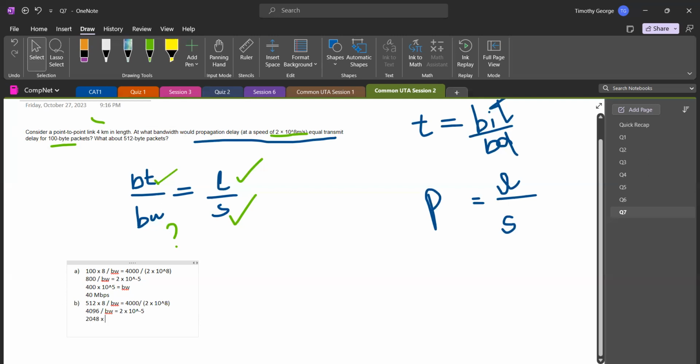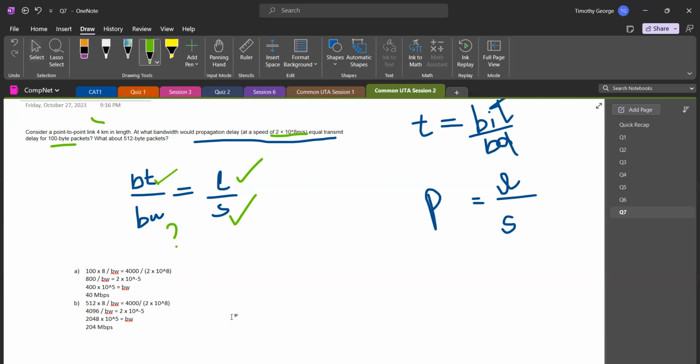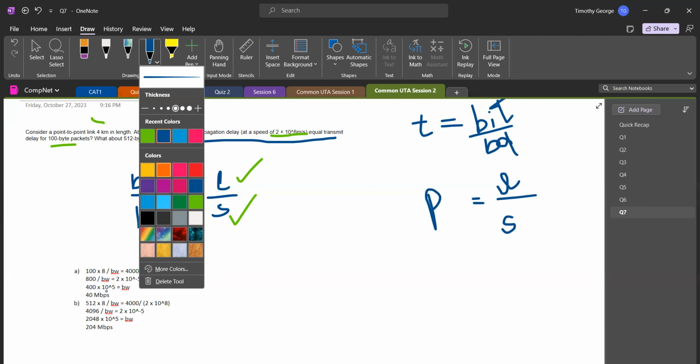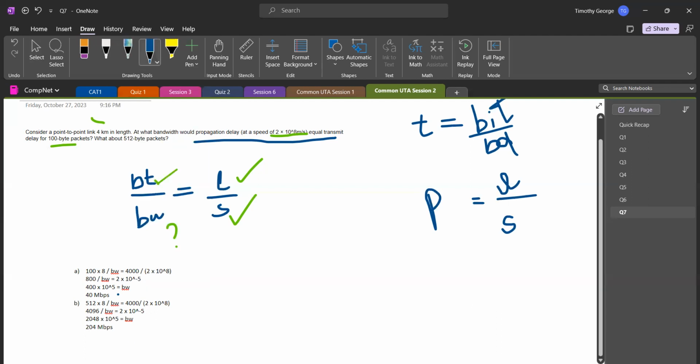2048 into 10 raised to 5 is equal to bandwidth when we cross multiply. So bandwidth is how much? This can be rewritten as 204 megabits per second. That's it. That's how we solve this question. So the answer you'll have to put is 40 megabits per second. And in the second part, you will put 204. Also, we forgot the 0.8, so 204.8 megabits per second.